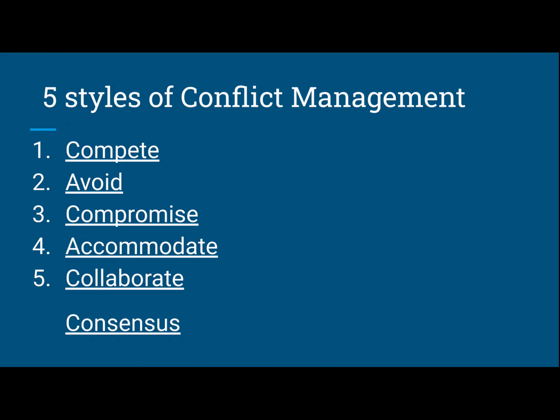So your book talks about 5 different styles of conflict management. It talks about competing, avoiding, compromising, accommodating, and collaborating. Now, you can see the word consensus under collaborate. The reason it doesn't have a number beside it is because consensus is dealing with the group, but it's the same as number 5, collaborate. So it's still just number 5, but one of them is in a group of people and one of them is without having a group of people. We'll talk about that in just a second.